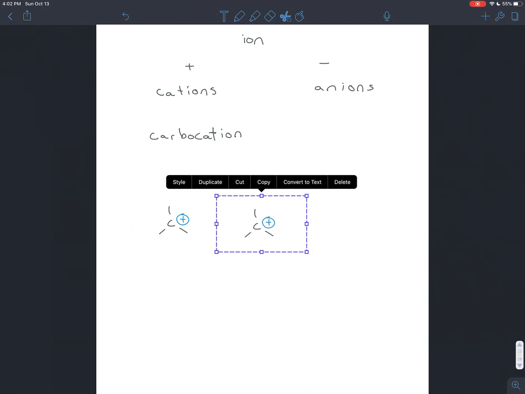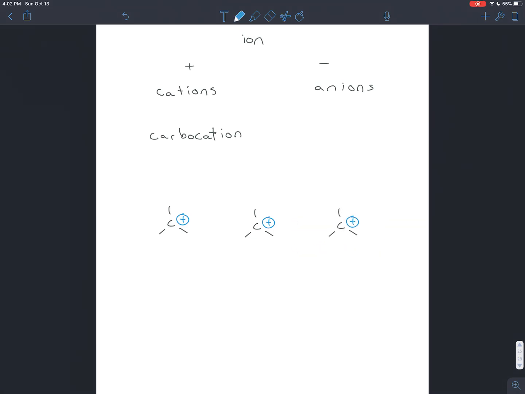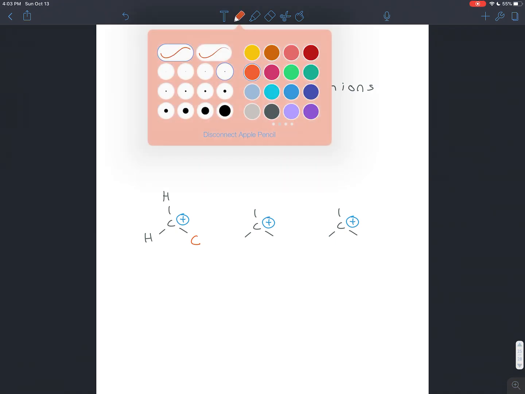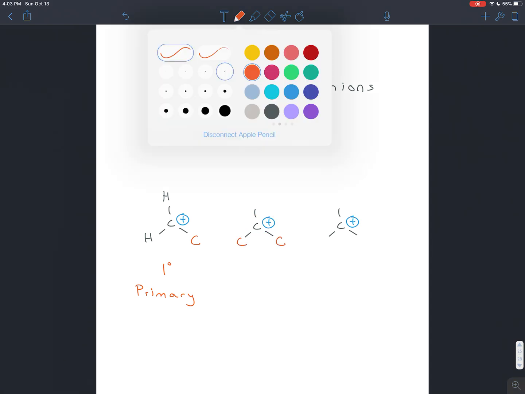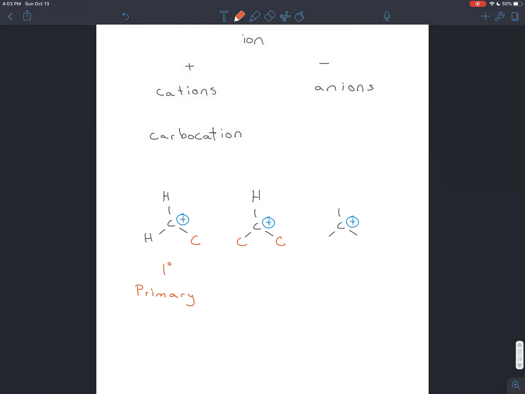Now there are different types of carbocations. The 3 most common ones are classified according to how many carbons they're bonded to. For example, you could be bonded to just one other carbon, and the rest would be hydrogens. In that case, the carbocation is classified as primary. The carbocation could be bonded to 2 other carbons, in which case it's classified as secondary. Or the carbocation carbon can be bonded to 3 other carbons. In that case, it's classified as tertiary.